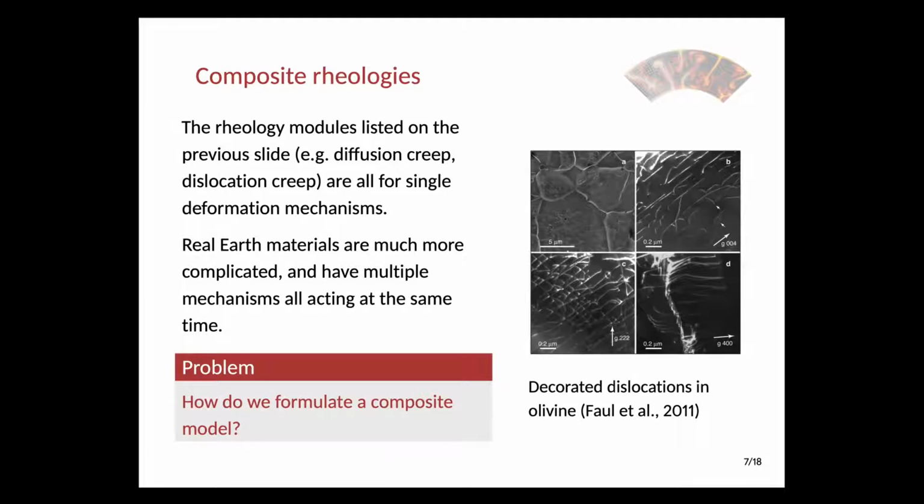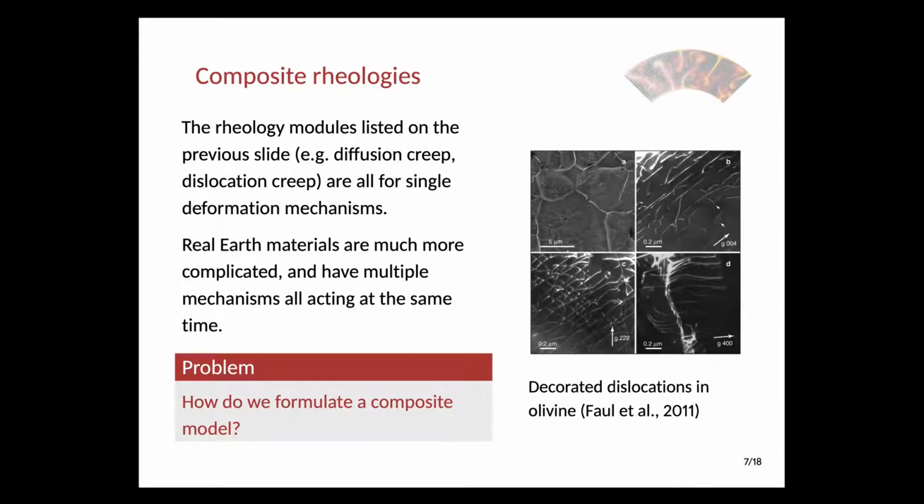The previous slide showed a few different rheology modules, and all of those rheology modules have one single deformation mechanism implemented. So things like diffusion creep, dislocation creep, Peierls creep, those are all single mechanisms. Real earth materials are much more complicated than that, and they have multiple mechanisms all acting potentially at the same time. So it's pretty common that you will have some amount of diffusion creep and some amount of dislocation creep happening at the same time in the same rock. So we really want to have some kind of formulation that can deal with that, and viscoplastic is one of the modules where that's done already.